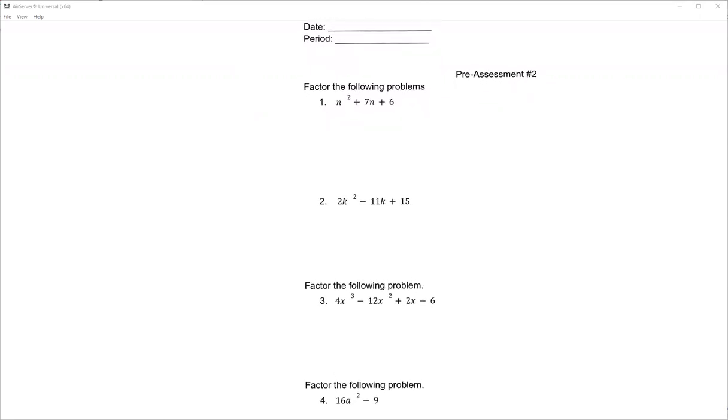So notice that you have three terms here, 1, 2, and 3. If there's three terms, you're usually going to use the X method or the box method, if you were introduced to that. So here's the X method. The A is 1, the B is 7, and the C is 6. You're going to multiply A times C. You're going to put 6 up here, and a 7 below here.